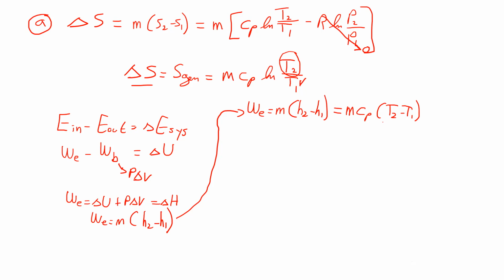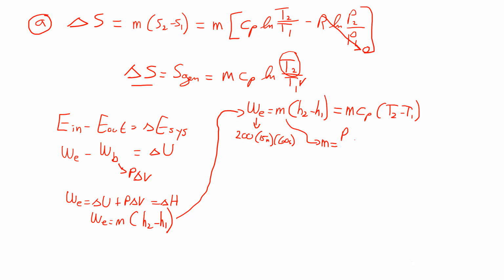I can easily compute the electric work. That would be 200 watts times 15 minutes multiplied by 60 seconds per minute. That should give me the work. The mass is not given to me, but for mass, I can go ahead and use the ideal gas law to figure out mass, right?